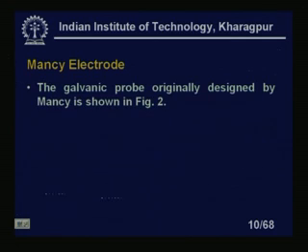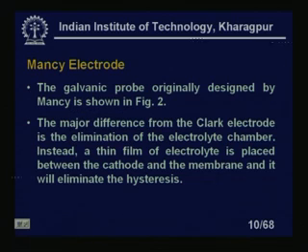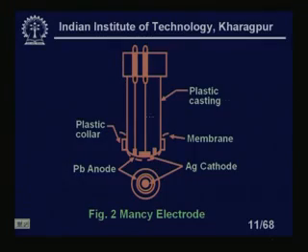Mansi electrode. The galvanic probe originally designed by Mansi is shown in figure 2. The major difference from the Clark electrode is the elimination of the electrolyte chamber. Instead, a thin film of electrolyte is placed between the cathode and the membrane, which eliminates the hysteresis. Hysteresis is the problem, where increased and decreased concentrations give different responses. That can be eliminated in the Mansi electrode, right. So, this is our Mansi electrode. We can see the plastic casting, the membrane, an Ag cathode, a Pb lead anode and a plastic collar.